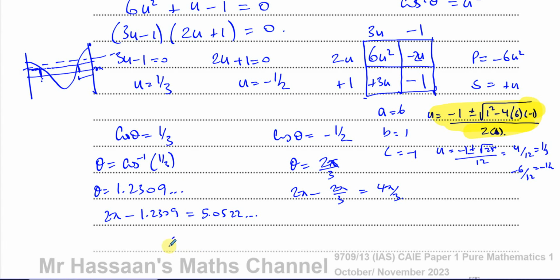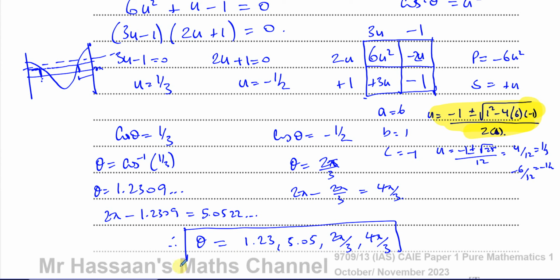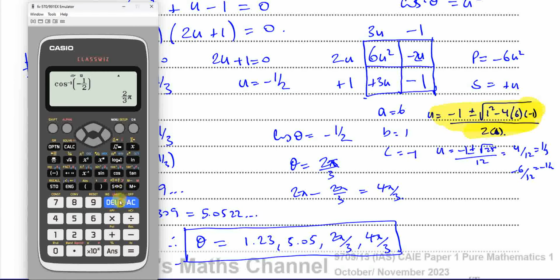So therefore, I'm going to write my answers as theta equals 1.23 to 3SF, 5.05 to 3SF. Now these I can write in the exact form, 2 pi over 3 and 4 pi over 3. Those are all the solutions within our range for this question. As I said, you could write this in decimal form as well, find out the actual value and round it to 3SF, but there's no need to do that.